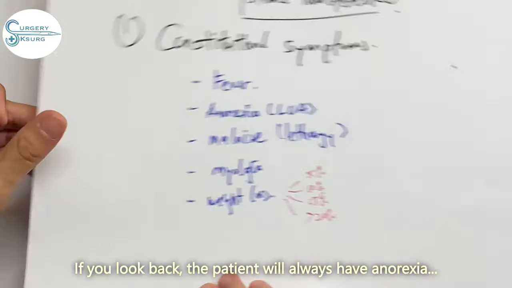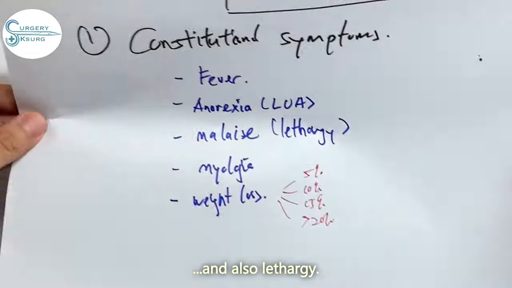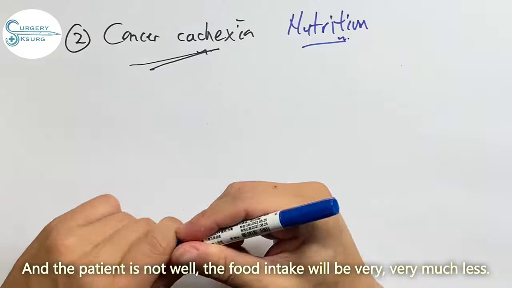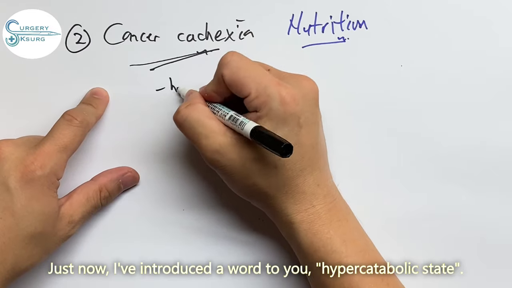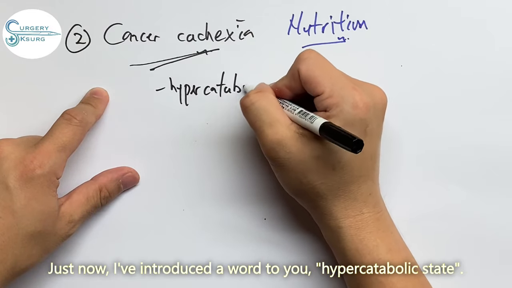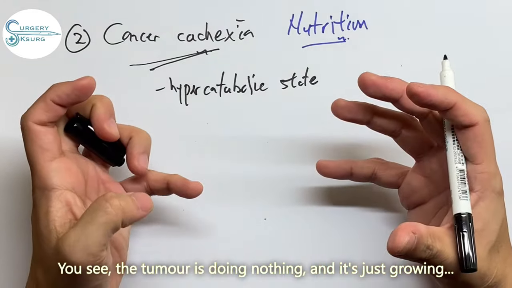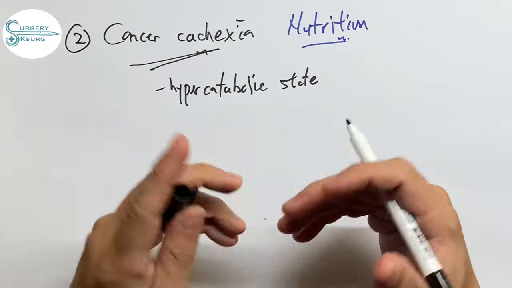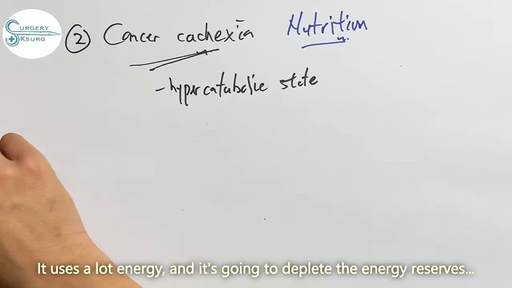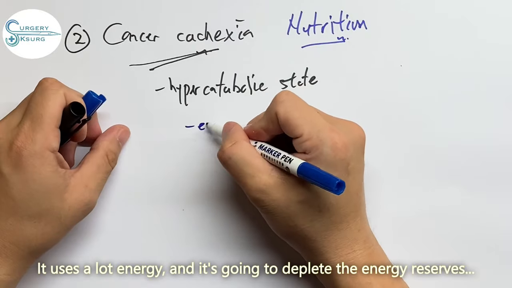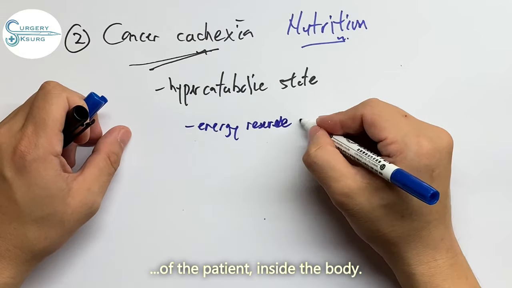If you look back, the patient always has anorexia and also lethargy. The patient is very unwell. The food intake will be very, very much less. And just now I introduced a word for you, hypercatabolic state. You see, the tumor is doing nothing, but it's just growing and growing. By growing, it needs more energy. It uses a lot of energy, and it's going to deplete the energy reserve of the patient inside the human body. What about energy reserve?